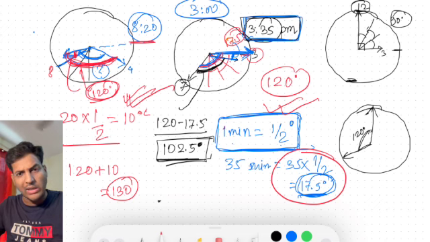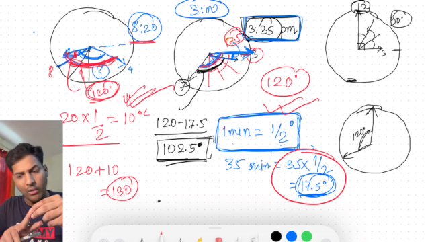So in the next session I will be explaining how to solve the difficult questions which have been asked in CSAT. From today's class you have to only remember two things. The one is the speed of the minute hand and the speed of the hour hand, and the other is how to find the angle between the minute hand and hour hand at different points of time.